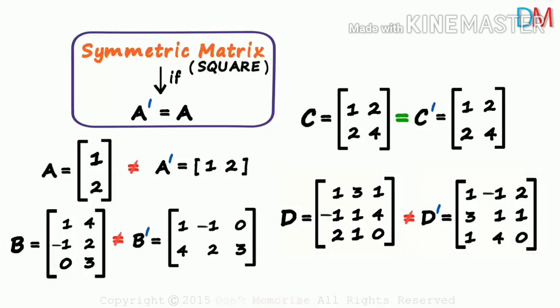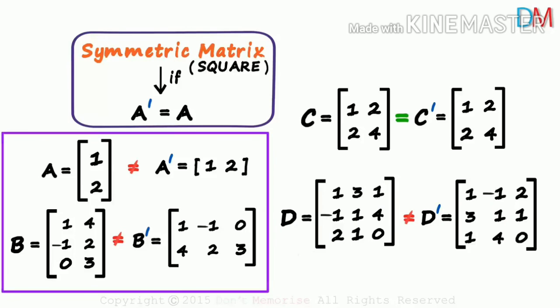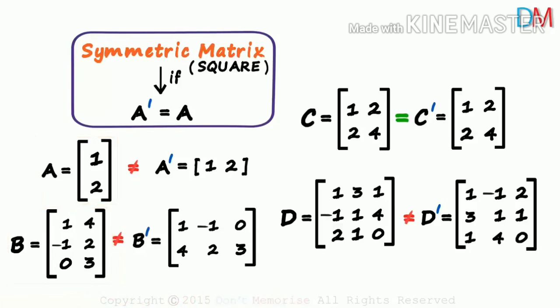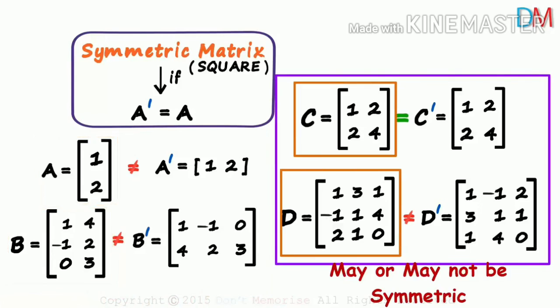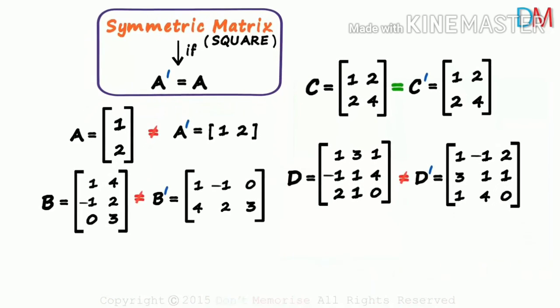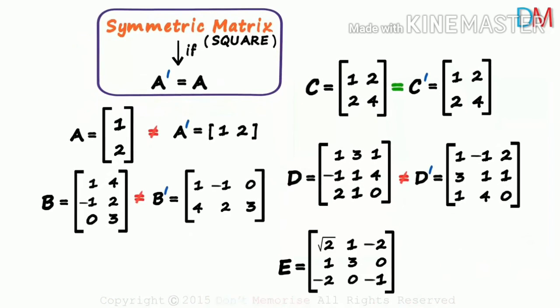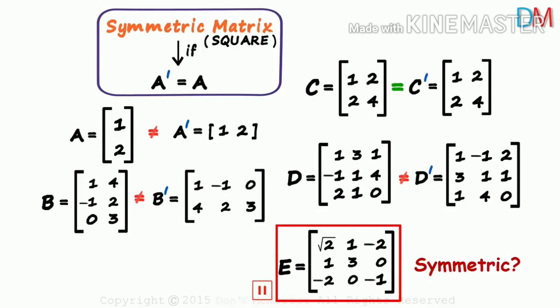So remember, every square matrix need not be symmetric, but for a matrix to be symmetric, it has to be a square. Like in the first two examples, the matrices were not square, so they will surely be non-symmetric. But if they are square, then they may or may not be symmetric. Here's one last example you need to solve. This is matrix E. Pause the video and find out if it's symmetric.